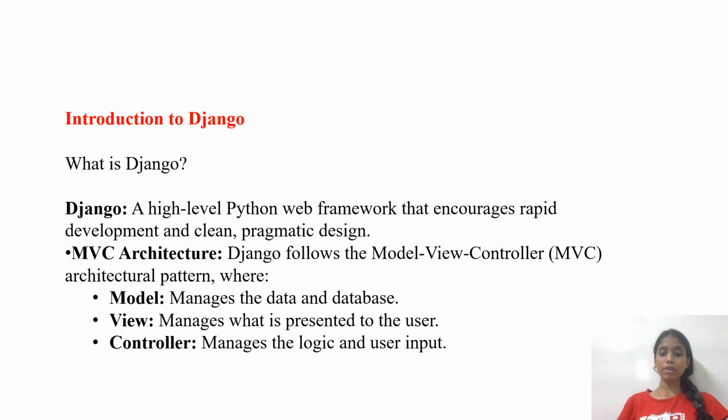Django follows the MVC architectural pattern, that is model, view and controller. It separates the code by separation of concerns, because the code should work properly. So first of all, what is model? Model is the one which manages the data in the database. If you have any website with a backend like SQL, PostgreSQL or NoSQL, then that data or database is managed by the model in MVC architecture.